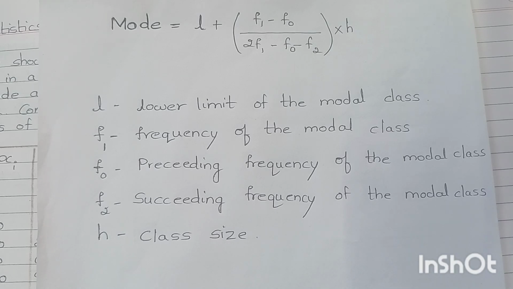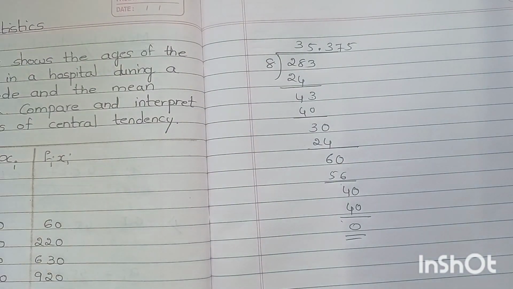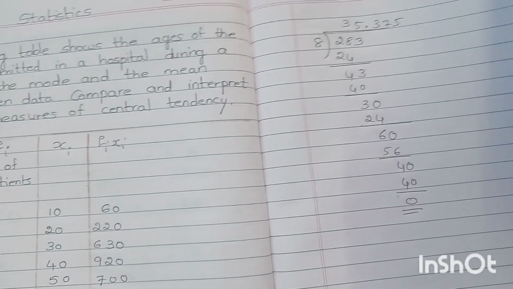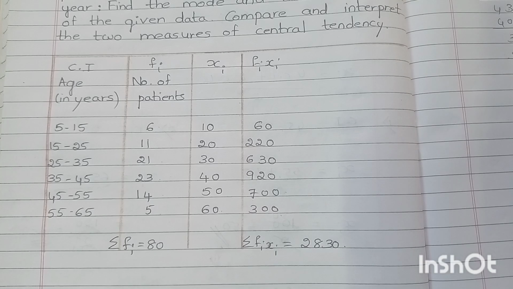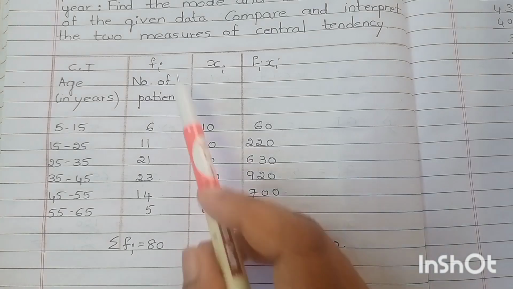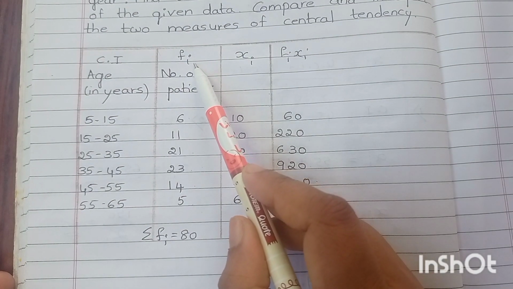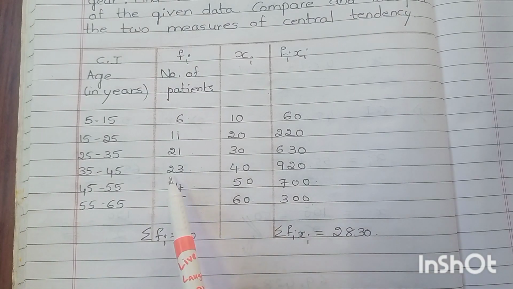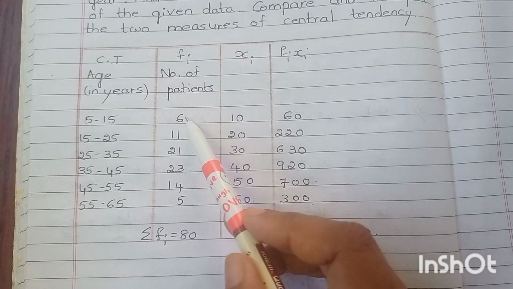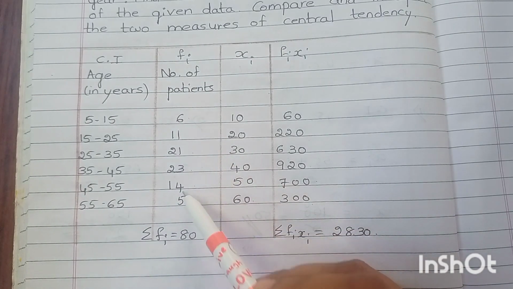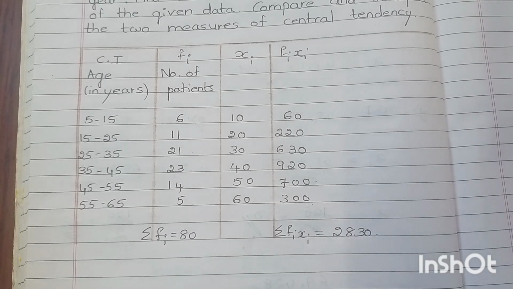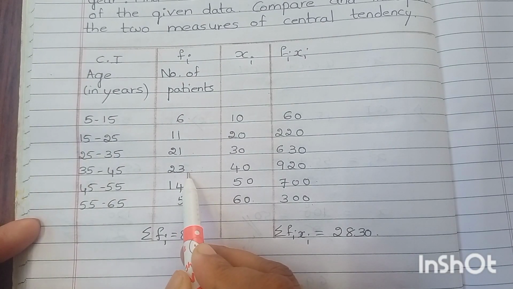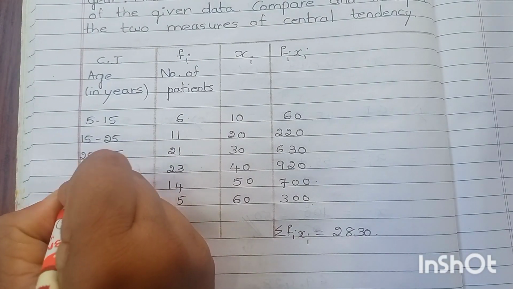Now first we must know how to find out the modal class. Listen carefully. To find out the modal class, here in the data they have given us a frequency table, this one. In this we have to see which is the maximum frequency. Okay, now see 6, 11, 21, 23, 14, 5. Which number is greater? 23 is greater. Then this is our modal class.